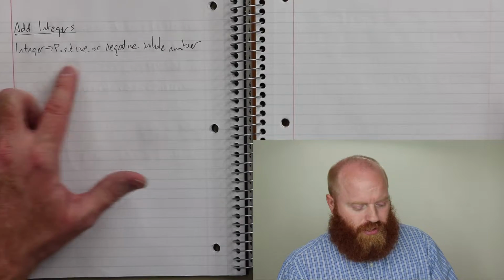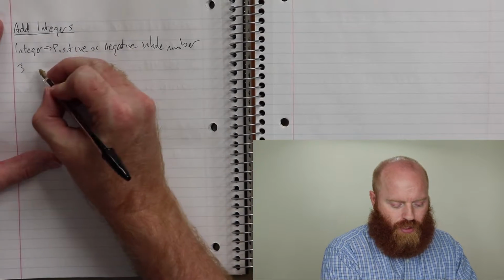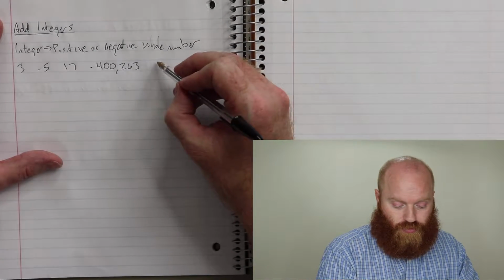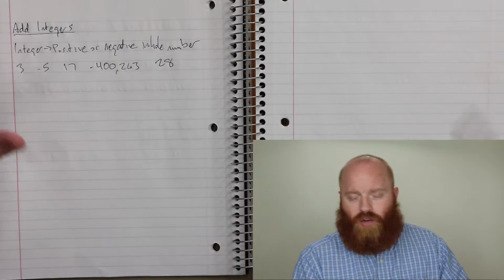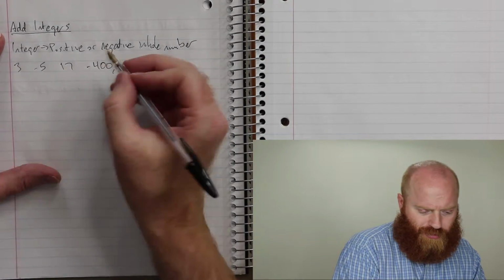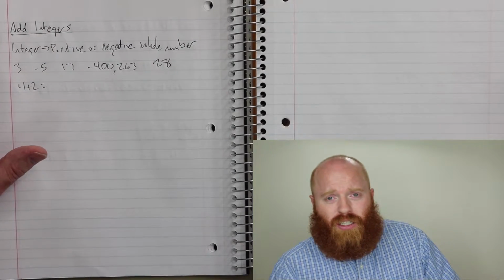An integer is a positive or negative whole number. Some examples of integers would be 3, negative 5, 100, negative 400,263, 28, whatever, large or small, positive or negative whole numbers. We're going to be adding them. Problems like 4 plus 2, only they're going to increase in complexity. We're going to get into negatives.